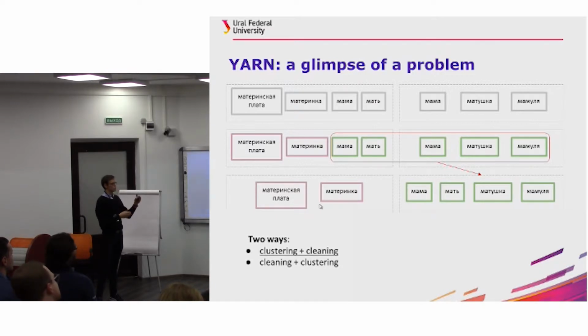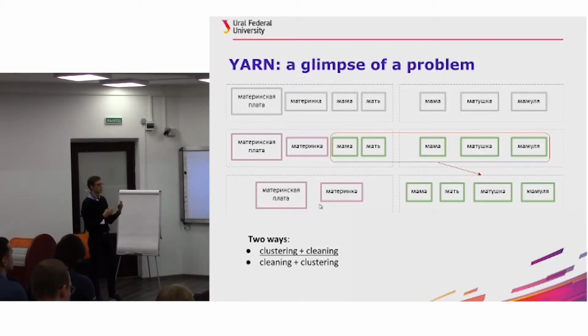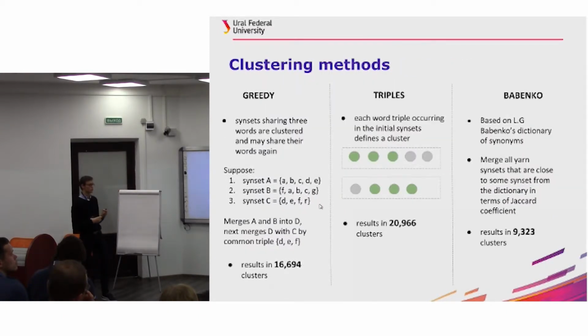The merging and splitting operation might be implemented in two ways. First of all, we might somehow cluster all the initial synsets, for example, here three words would represent one cluster, and then perform a cleaning operation, or in the reverse order. During the study, we used the first method. Now, about the clustering methods: it is important to briefly discuss them because they lead to different results.